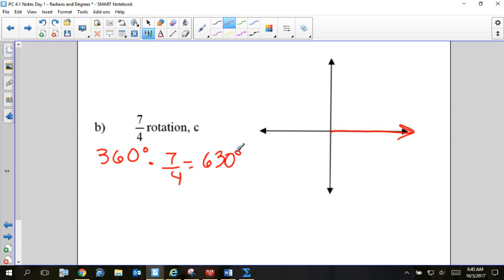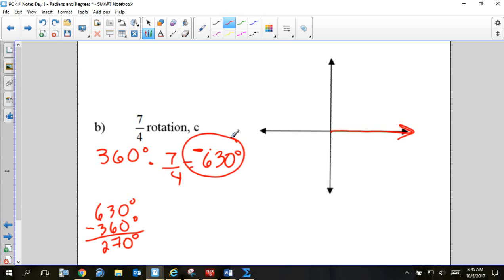You get 630 degrees. And how much is it in one rotation? One rotation is 360. So how much further am I going? But which direction am I going? So the answer is not 630, because I'm going clockwise. And what did we say about angles that go clockwise? Negative. So the answer is really negative 630 degrees for the angle.